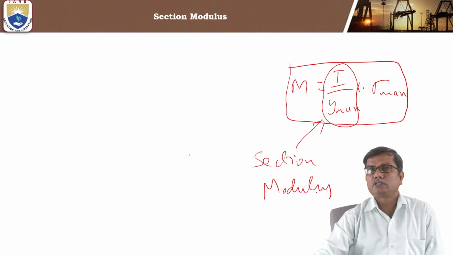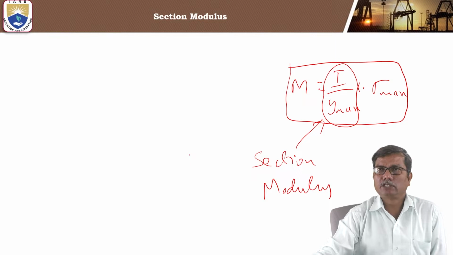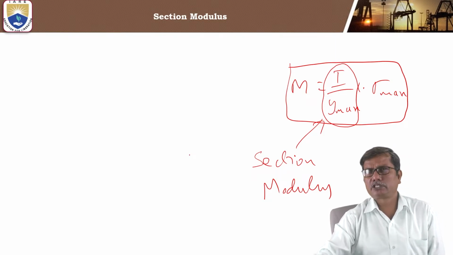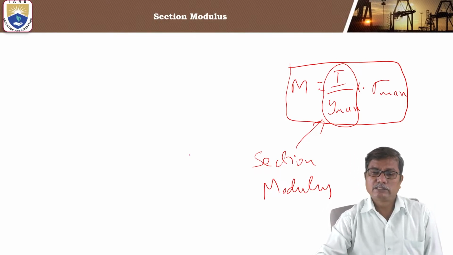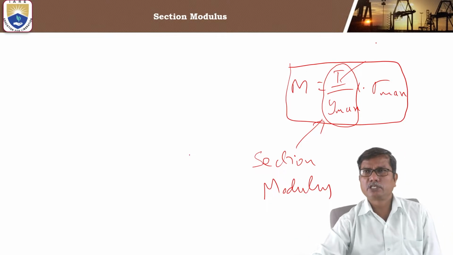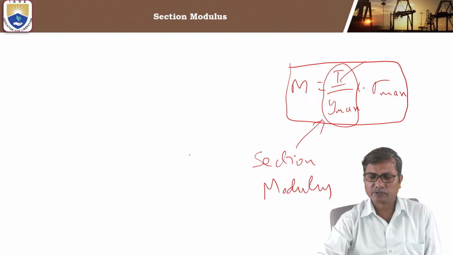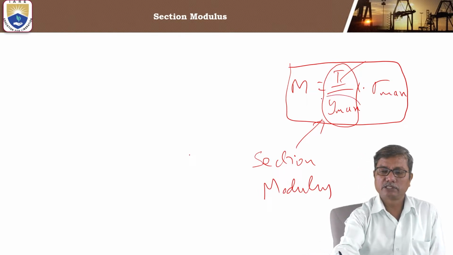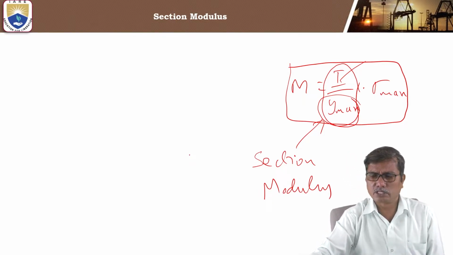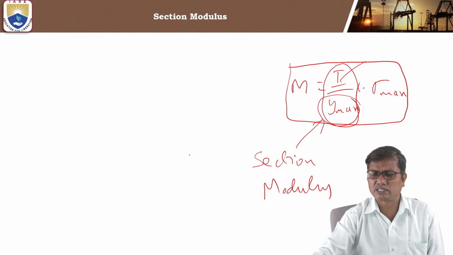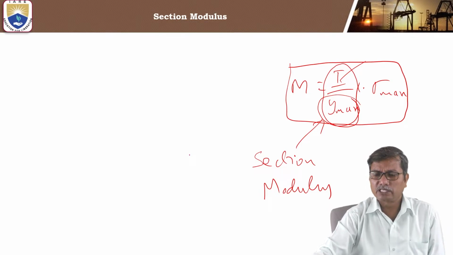Okay, so different cross sections will have different section moduli. We will see, one by one, how to find the section modulus of each of these cross sections. Here, I is the second moment of area, or moment of inertia, for the given cross section. And y maximum is the distance of the extreme fiber, either the bottommost or topmost, whichever is at the larger distance from the neutral axis; that will be considered as y maximum.